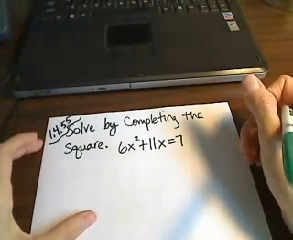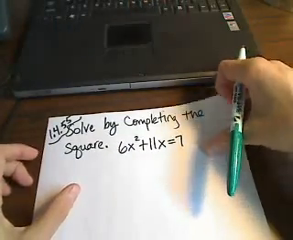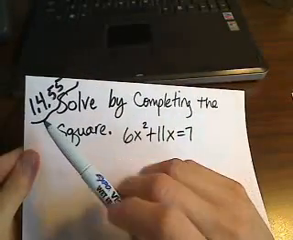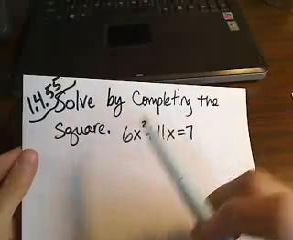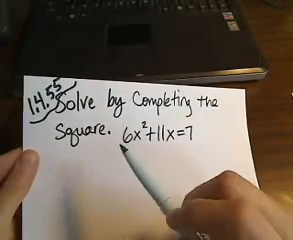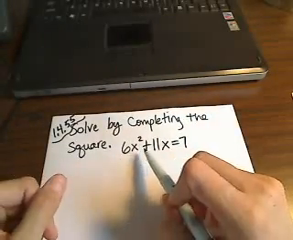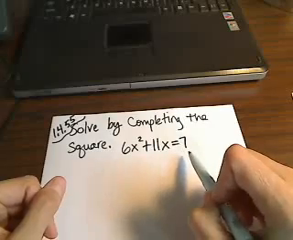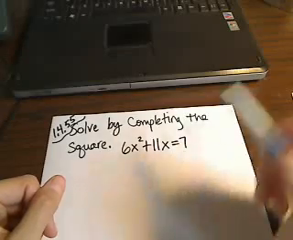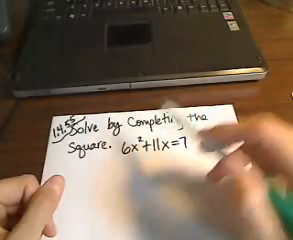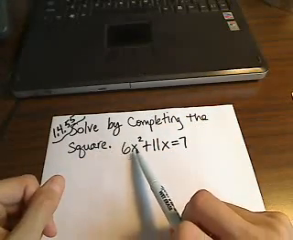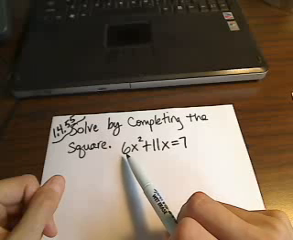Alrighty, here's a problem that was asked by someone in your class, problem number 1.4.55. Directions are to solve by completing the square, and you have 6x squared plus 11x equal to 7. Whenever you're completing the square, the first thing you want to do is make sure that the coefficient of your squared term is 1.